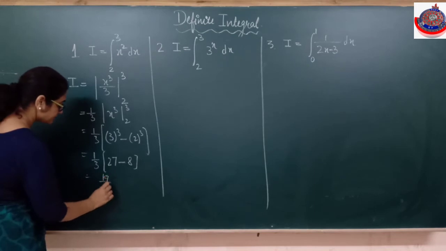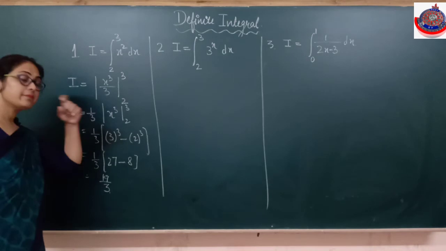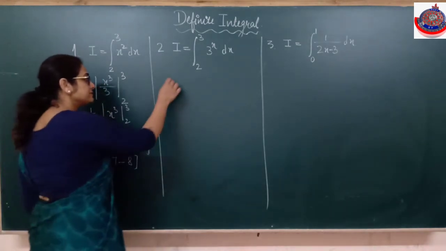Alright. So 19 by 3. Is it clear? Simply, you just have to integrate and then put upper limit minus lower limit. That would be your answer. Coming to the next one.